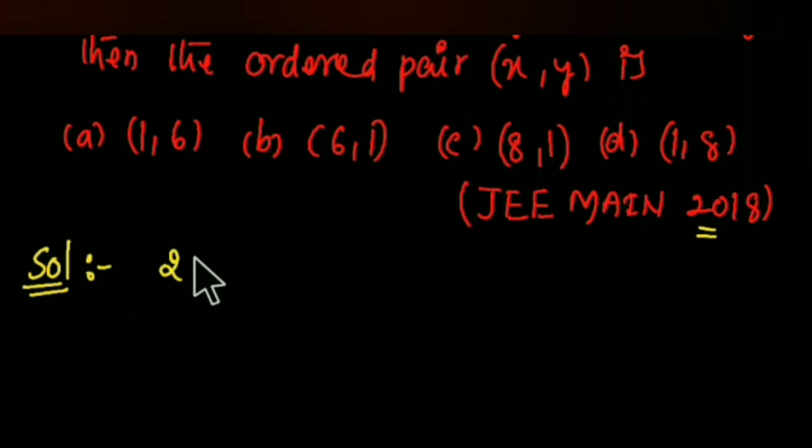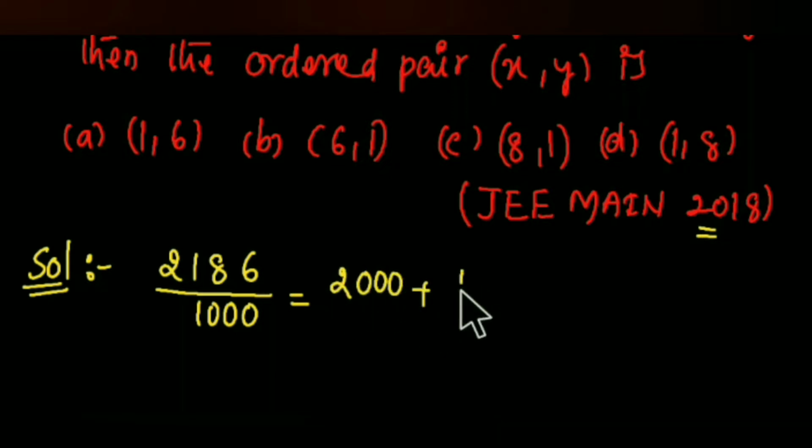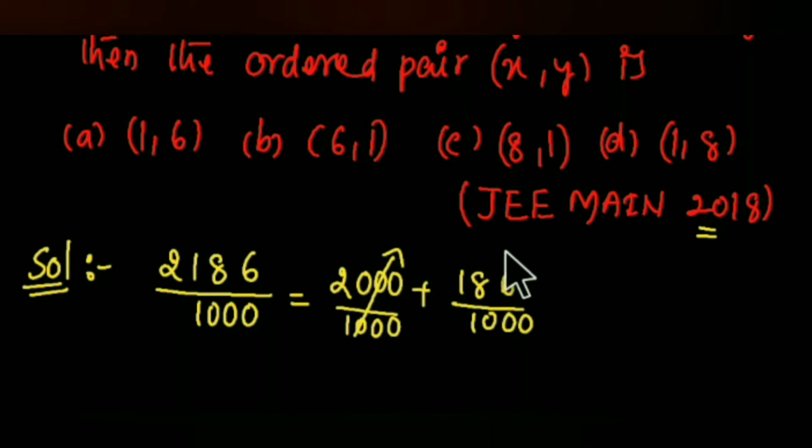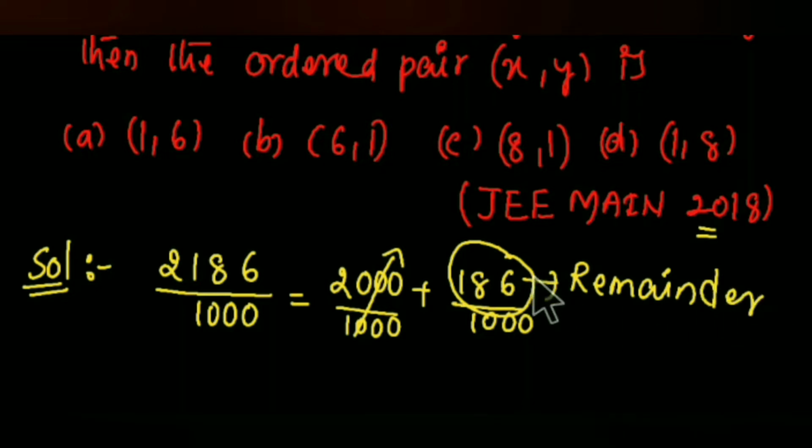I am taking one example. When you have some number like 2186, if you are dividing this by 1000, what is going to be the remainder? I can write this as 2000 plus 186. The 2000 is completely divisible by 1000, and here is the remainder. This remainder is 186.